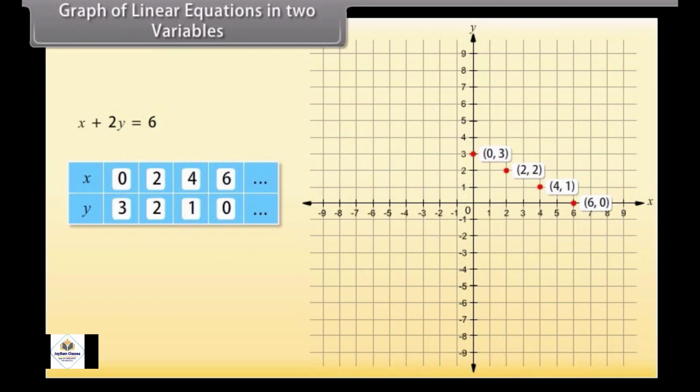Now join any two of these points and obtain a line. Let us join (0, 3) and (4, 1). Call this line AB. We can see that the other two points, (2, 2) and (6, 0), also lie on the line AB. Now pick another point on this line. Let us pick (8, -1). Is this a solution of this equation? Yes, it is, because by substituting the value of x as 8 and y as -1, we get the answer 6. So (8, -1) is a solution.